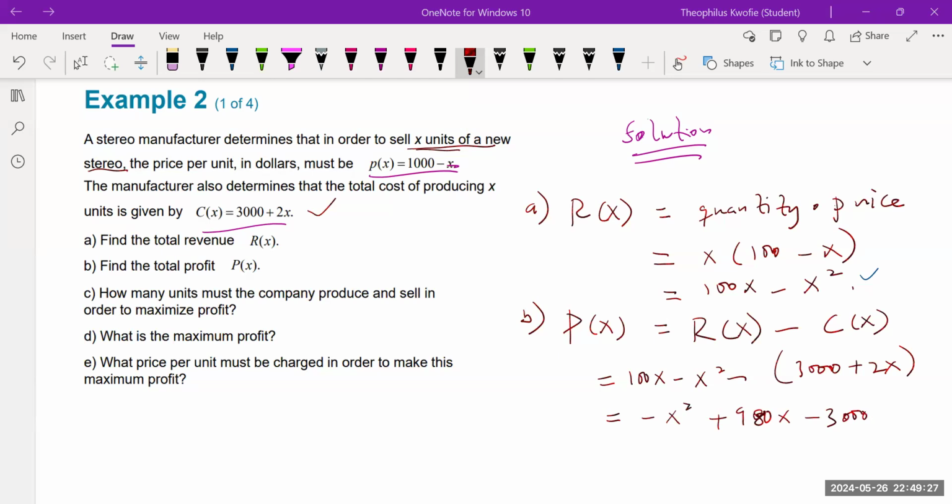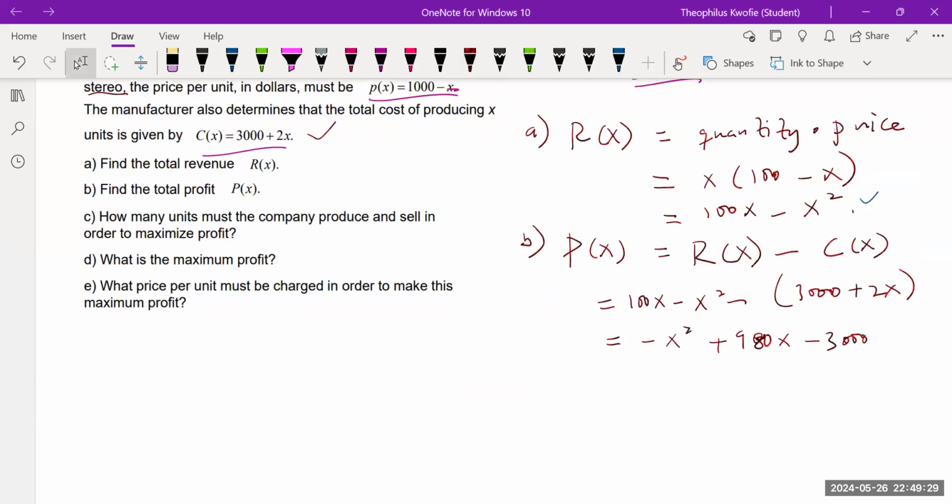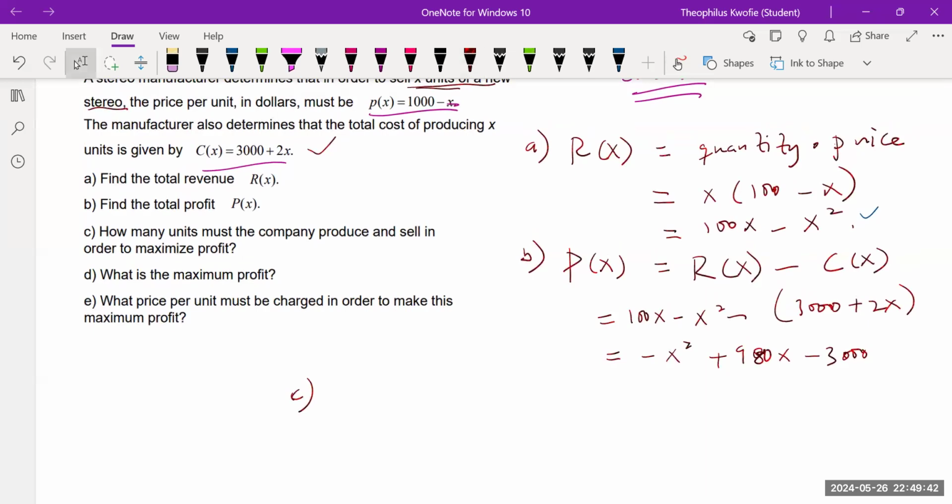Now the question went further to ask, so that's part C: how many units must the company produce and sell in order to maximize profit? Since we want to maximize profit, it just means that we can leverage the theorem on the maximum minimum principle one and principle two. And so with that, it means we have to find what?